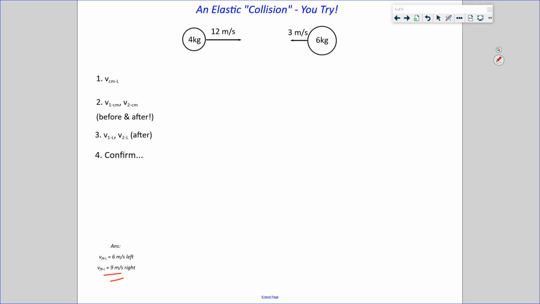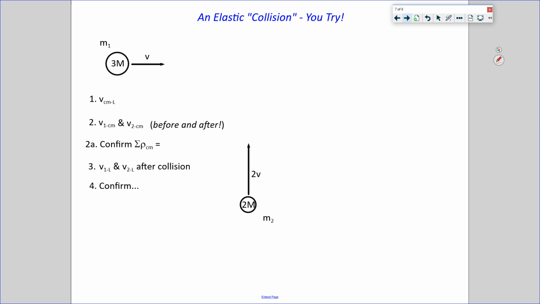The other neat thing is you can do two-dimensional collisions like this too. I would highly recommend using two-dimensional vector notation to represent the velocity of the center of mass. I would not say it's this fast at this angle. I would say there's an i hat component and a j hat component.